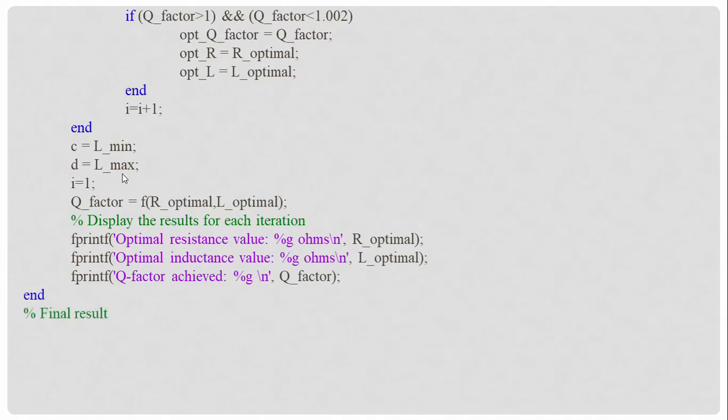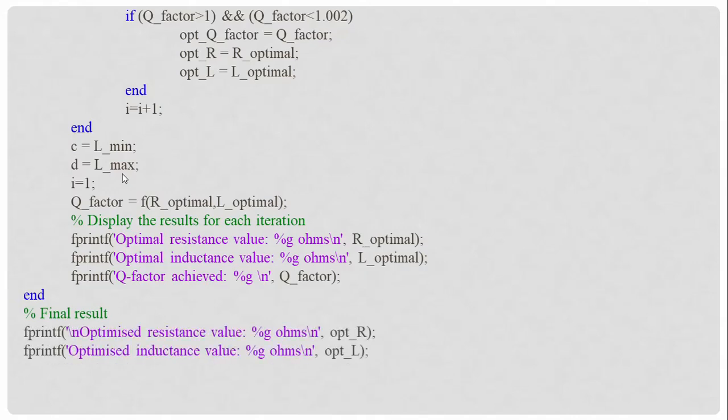This is the part where we have to draw the graph. So we will be printing the optimized R value, optimized inductance value, and optimized Q factor value at the end. And now we will plot the 3D graph, because we have to change the Q factor with respect to both R and L. So we'll be having three axes over here. One axis is Q, one axis is R, and another axis is L.